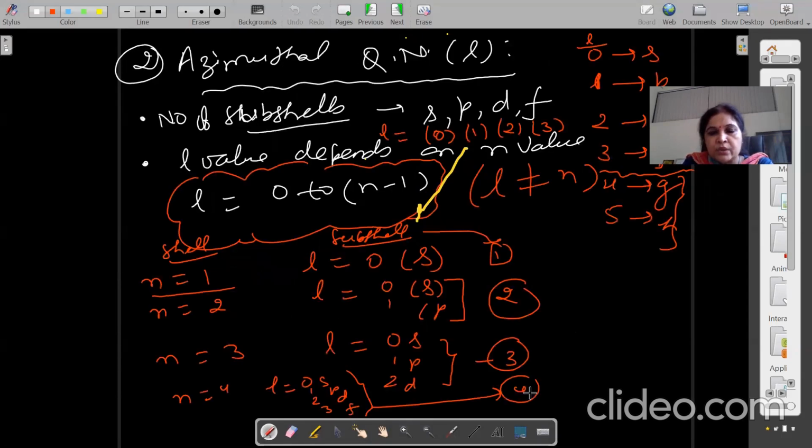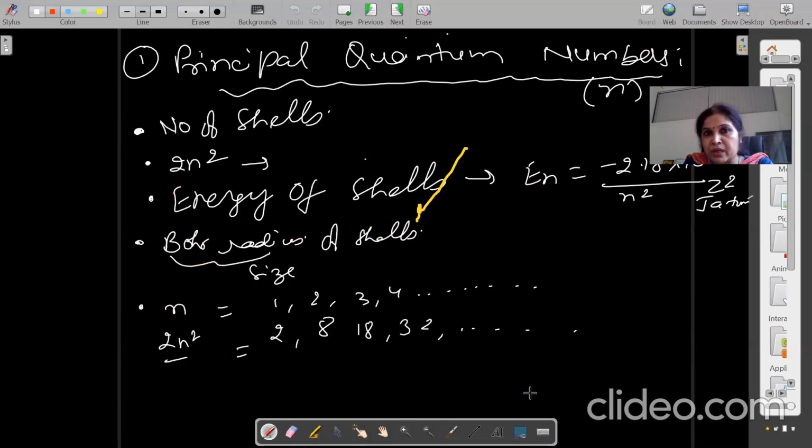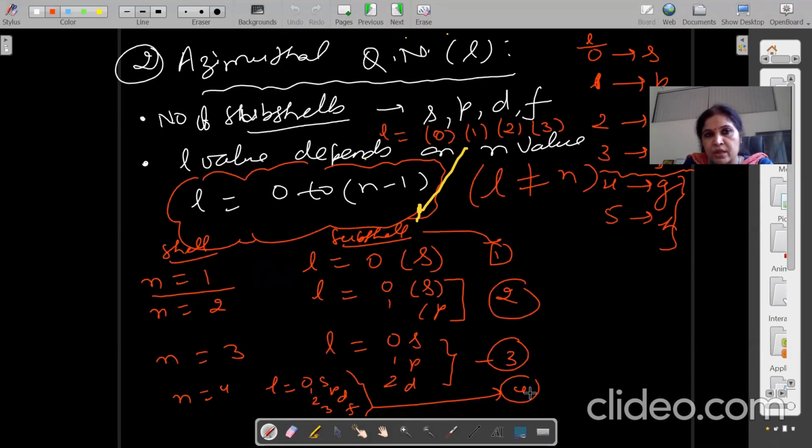Now, the principal quantum number cannot be negative, and cannot be 0. It is always 1, 2, 3, 4. Next is the azimuthal quantum number, which is indicated by small l. It gives the information about the number of subshells, and the subshells are nothing but s, p, d, f. And this l value depends on the n value, which is equal to 0 to n minus 1. l will never be equal to n. It is always less than n.